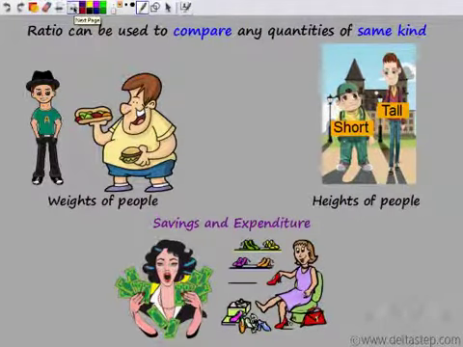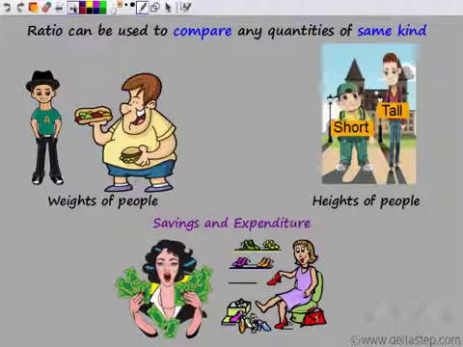Now, ratios can be used to compare two parts. Also, what we see is that ratios have to be used to compare quantities of the same kind, which is here weights of people, or you can say heights of people, or you can say here we are comparing money, that is saving and expenditure. Now remember that quantities have to be of the same kind.